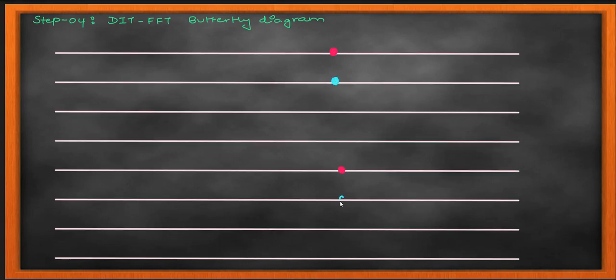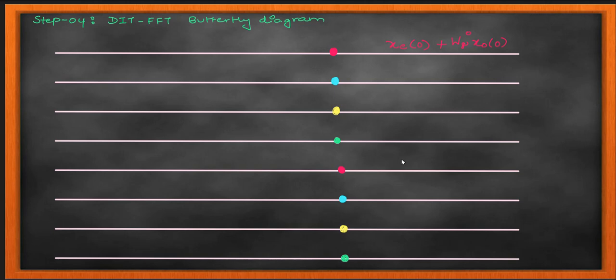Yes, so that is now in step 4. What I'm going to show you is I'm going to draw this 3-level decomposition in a diagram or in an illustration, and that is what we call a DIT FFT Butterfly Diagram. So this is called a DIT FFT Butterfly Diagram. So we are going to do that here. So let's quickly see how we do that step 4 here.